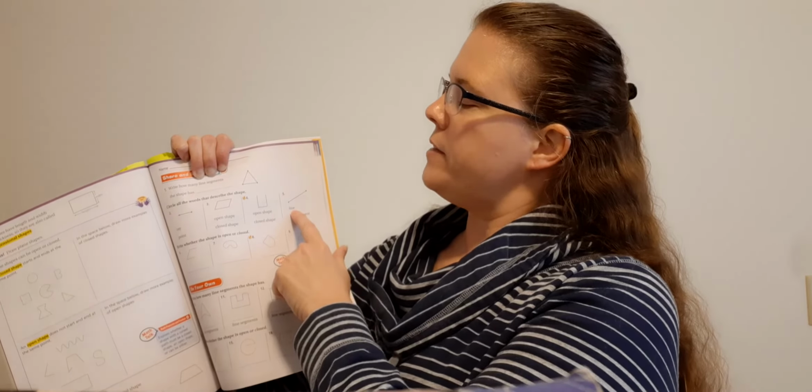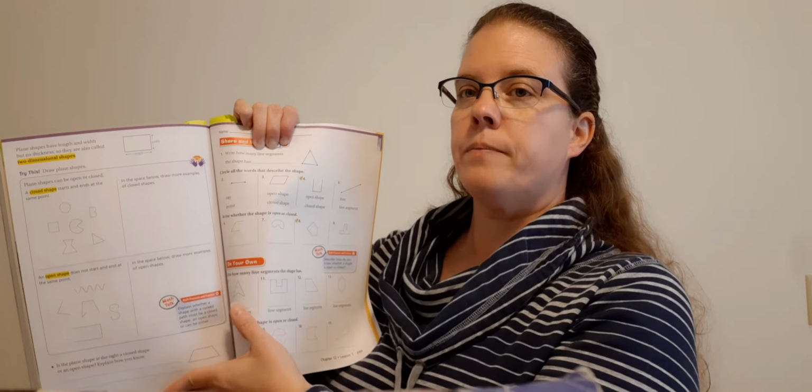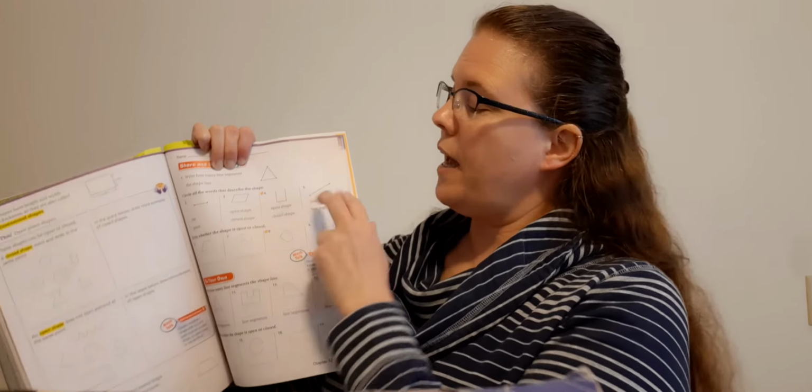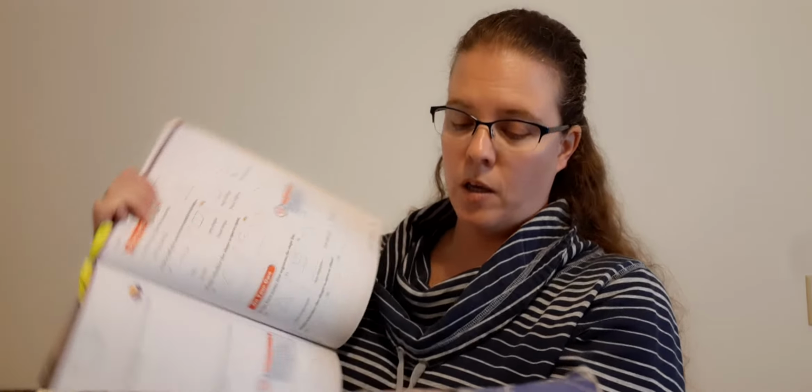And then number 5, is that a line or a line segment? It's a line segment. It has 2 endpoints. Remember, a line segment has 2 endpoints. A line has 2 arrows. It means it goes on forever and ever until it comes to an endpoint, right?